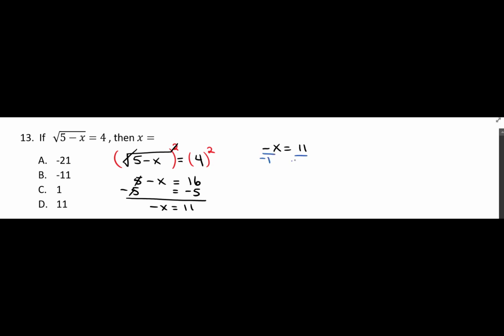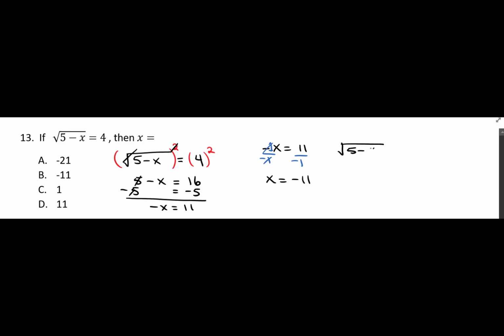And then to solve negative x is equal to 11, we divide both sides by negative 1, because there's a coefficient of negative 1. So negative 1 divided by negative 1 gives us positive 1x is equal to negative 11. But for radical equations, you want to make sure that you check your answer.